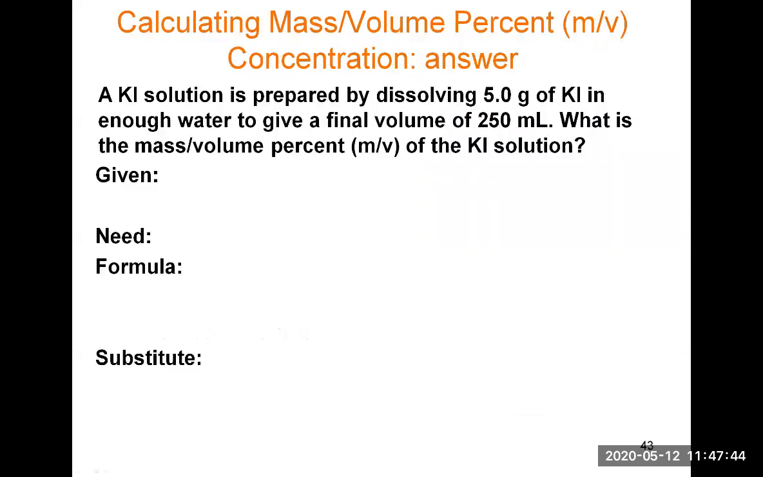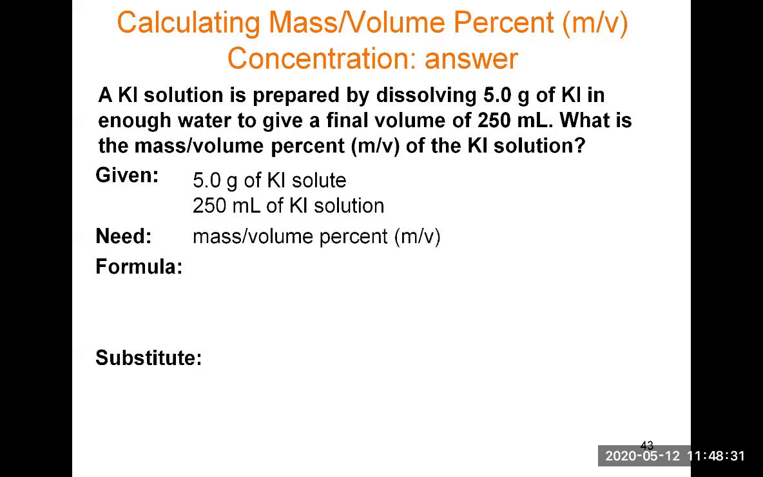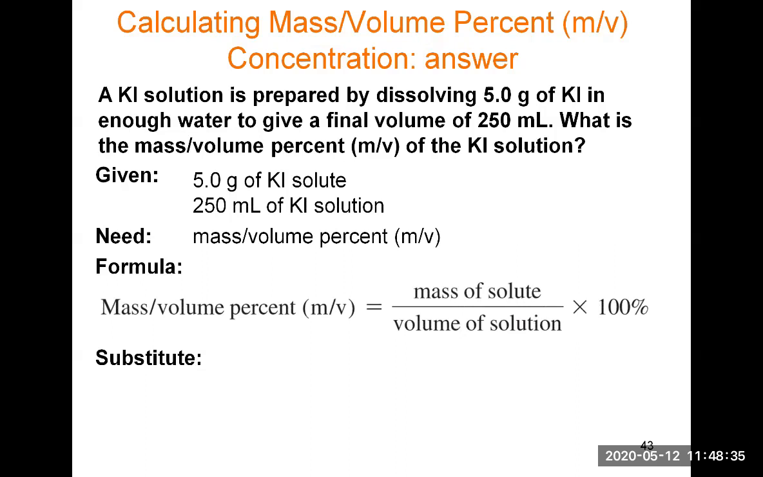So here we have a problem where we need to calculate the mass per volume percent of the potassium iodide solution when it's prepared by dissolving 5 grams of KI in enough water to give a final volume of 250 milliliters. As always, you want to extract the information from the text. The given amount is 5 grams of KI. KI is your solute, the salt we dissolved in water. And we have a final volume of solution of 250 milliliters. So that's grams of solute and milliliters of solution, and we need to find the mass per volume percent. You would take out the formula from the reference packet, which says that mass per volume percent is the mass of solute over the volume of solution times 100.